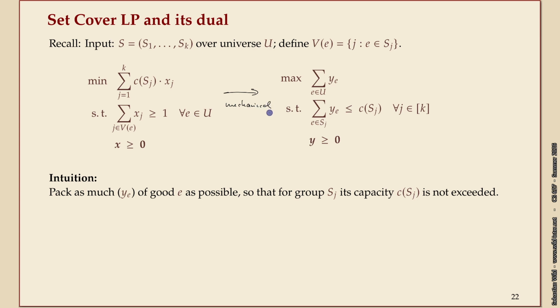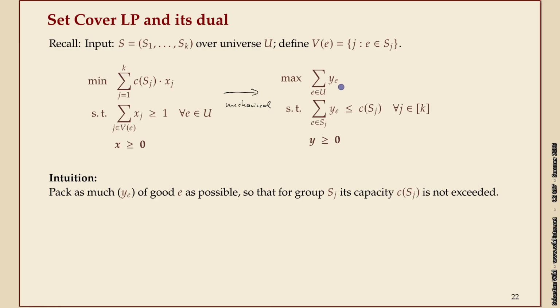You just follow the rules. But then it often helps to take a step back and stare for a while at this dual LP and see if it tells you something intuitively, because often it does. We've seen for vertex cover, this was particularly clean in that it gave you just the maximum matching. Here for general set cover it is a little less clean, maybe.